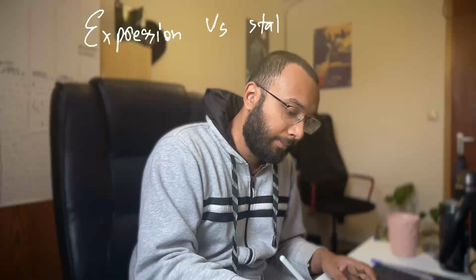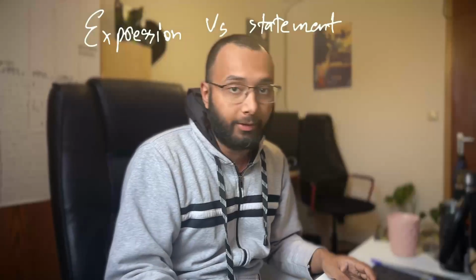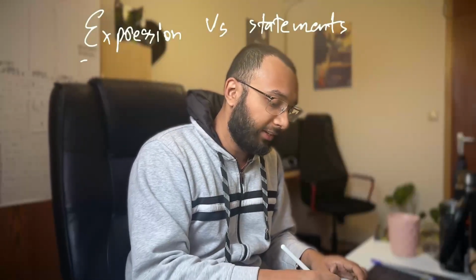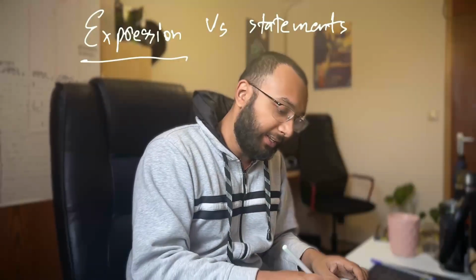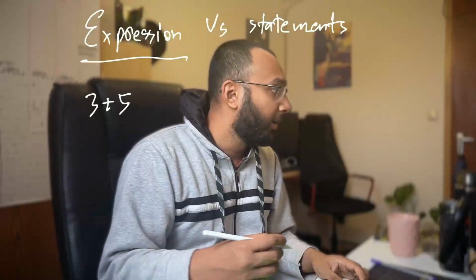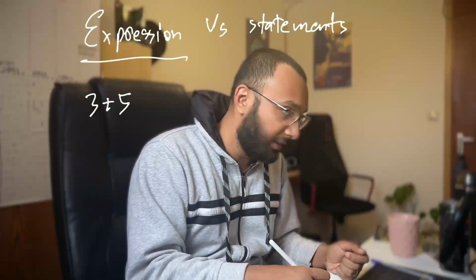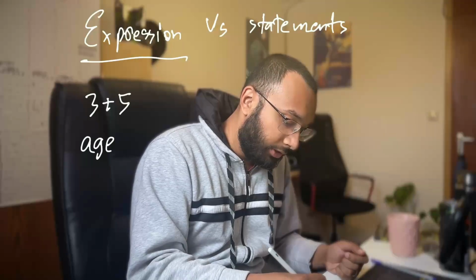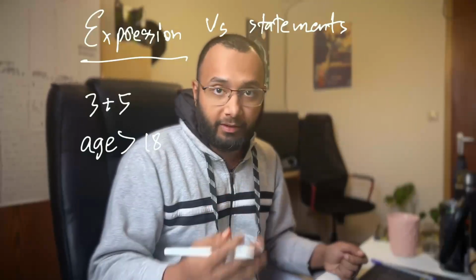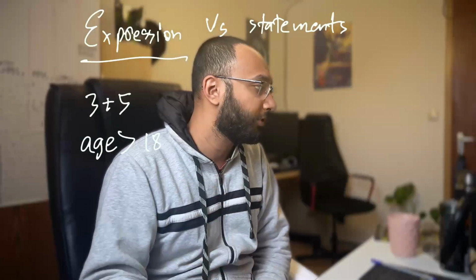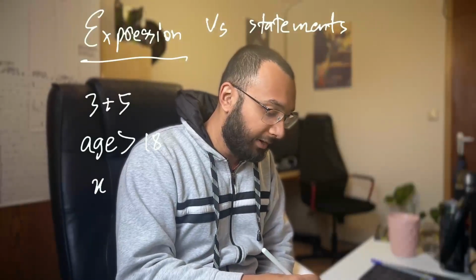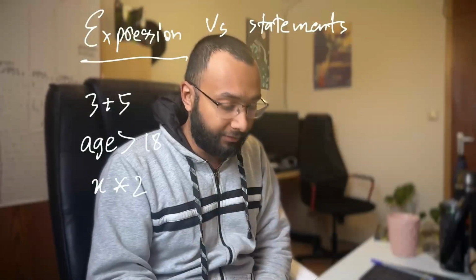Another thing I wanted to discuss was expressions versus statements in programming. An expression is something that produces a value. For example, age being greater than 18 will produce a value. It will produce a Boolean value, but it will produce a value. When we multiply a variable, for example, by 2, this will produce a value.